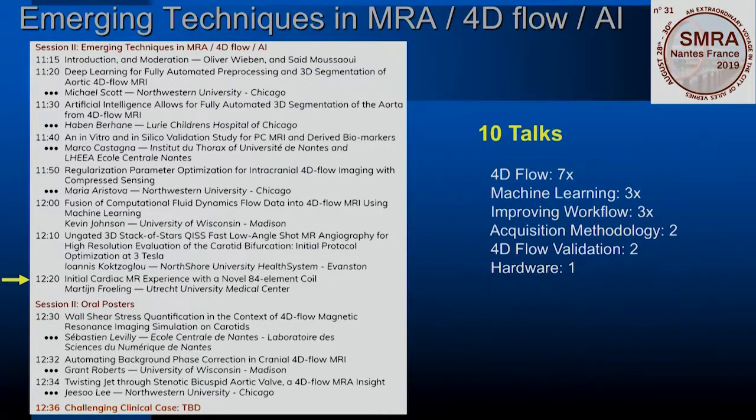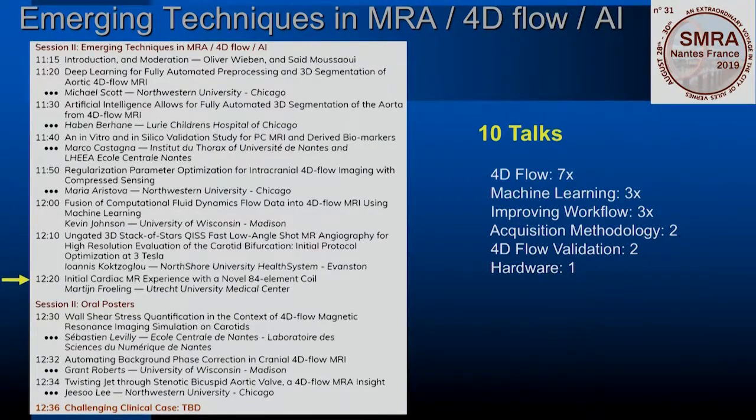I want to point out that the program had a clerical error, and you might have seen an extra page in the program. That's the one we're going off. I marked the difference with a yellow arrow there on the left. There is a 7th talk in the first session at 12:20 by Martin Fröhling, so everything else is shifted by 10 minutes in comparison to the book.